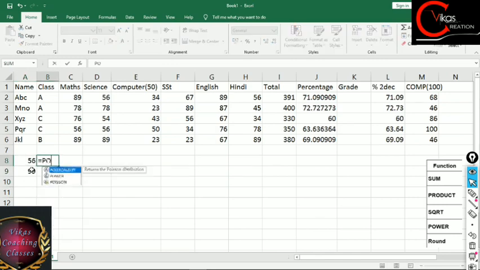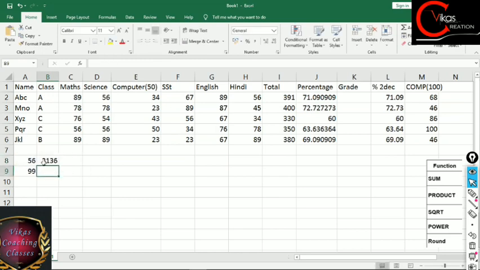We can write equals to power, then our value, that is in cell A8 in this case, comma, because we have to calculate square, so we will write 2. Then we have to press the enter key. As you can see, in just a few seconds you got these values. Fine. So like this, by using this power function we can calculate the square values.